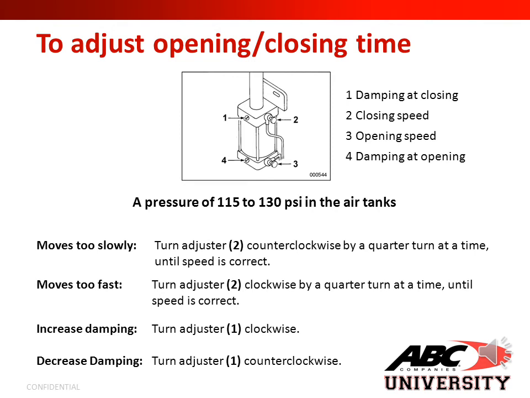To adjust your opening and closing times, ensure pressure of 115 to 130 psi is in the air tanks. If your door moves too slowly, turn adjuster number 2 counterclockwise by a quarter turn at a time until speed is correct. If your door closes too fast, turn adjuster number 2 clockwise by a quarter turn at a time until speed is correct. To increase dampening, turn adjuster number 1 clockwise, and to decrease dampening, turn adjuster number 1 counterclockwise.